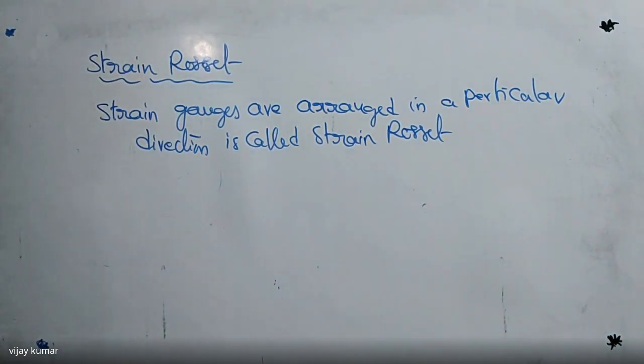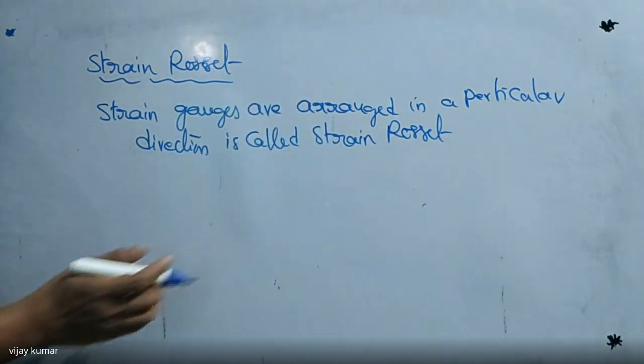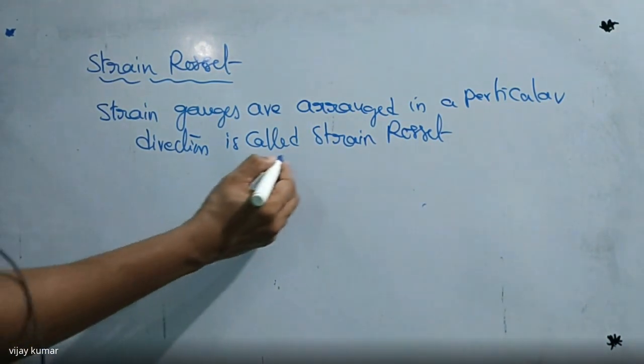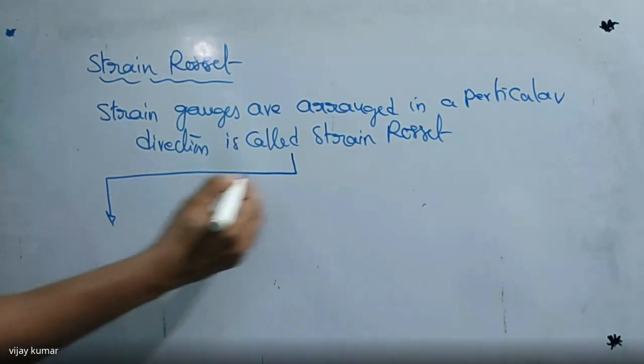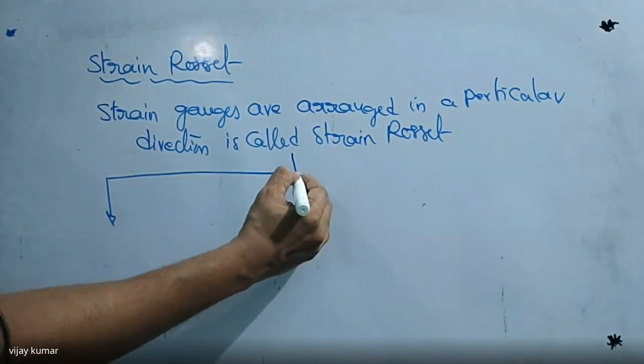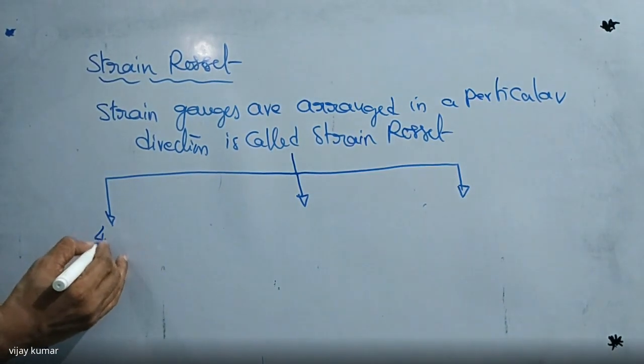So now here there are three arrangements of these strain gauges. I will give it to you. First one is nothing but rectangular arrangement, that is a 45 degrees strain rosette. So I'm writing here, there are three types of arrangement of these strain gauges. So here, how many gauge arrangements? There are three types of arrangement of gauges here now. That is, first one is nothing but 45 degrees strain rosette.